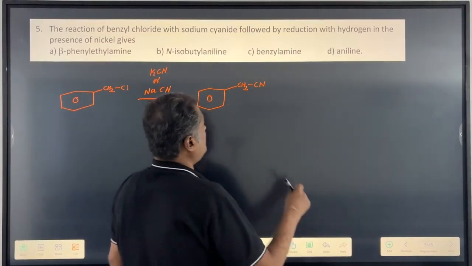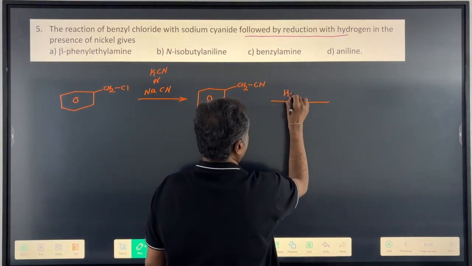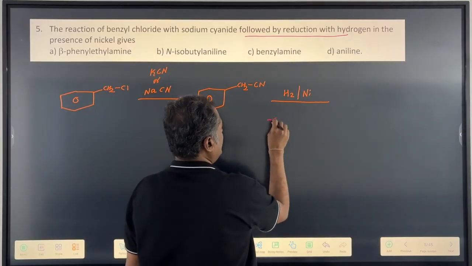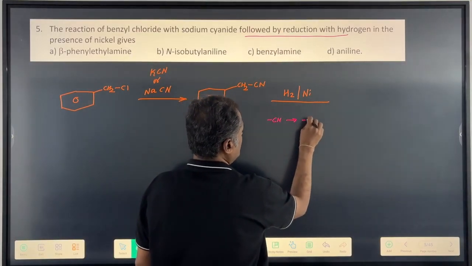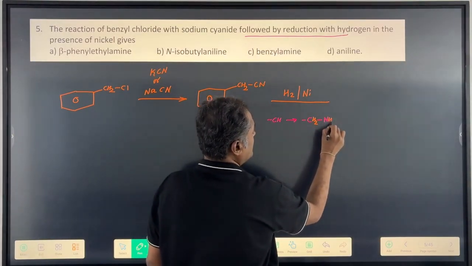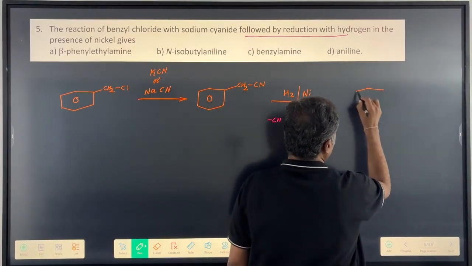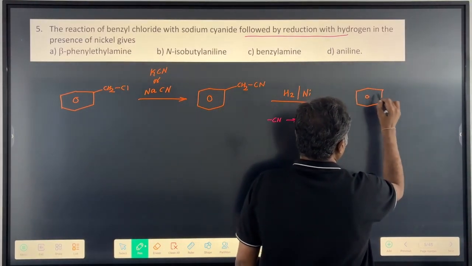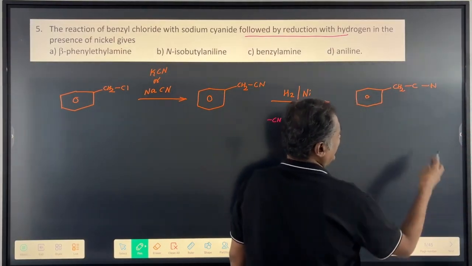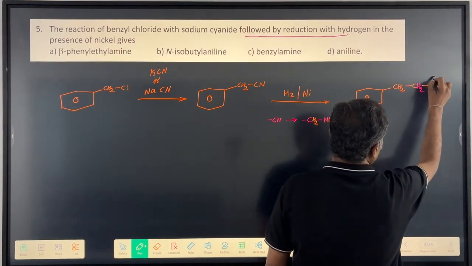But now, there is another point also given, followed by reduction, means I have to carry out reduction with H2 and nickel. Now, when you do reduction, basically what happens? Obviously, your cyanide group gets converted to what? Amines, a primary amine. So, your answer for this question would be, this is a benzene ring, correct? Here you have got CH2, here you have got CN. Now, just add the hydrogens over here, that is 2 over here and over here. Can I call it a primary amine?